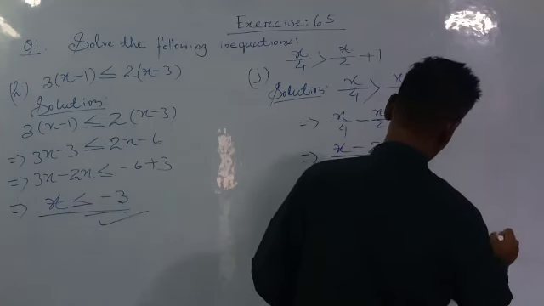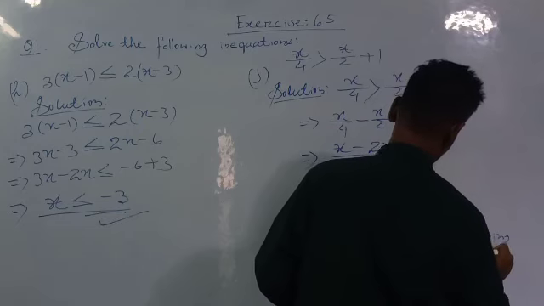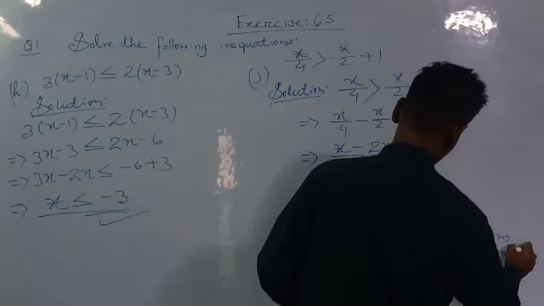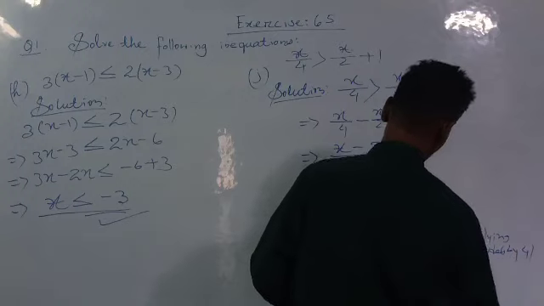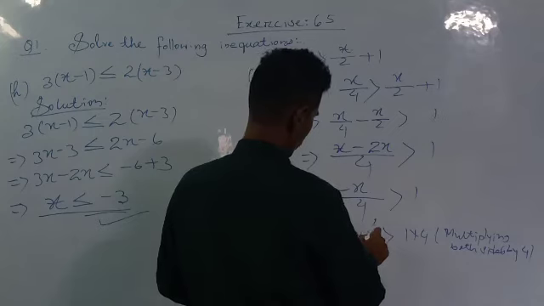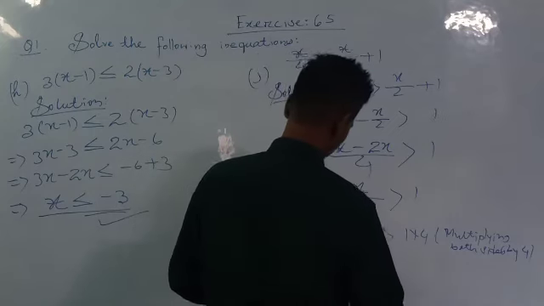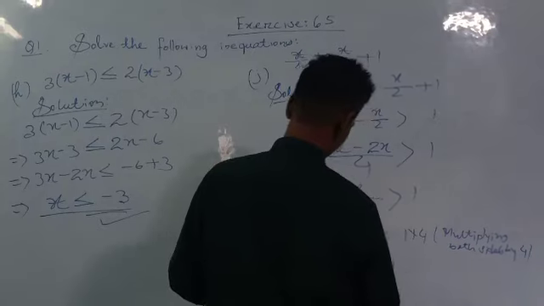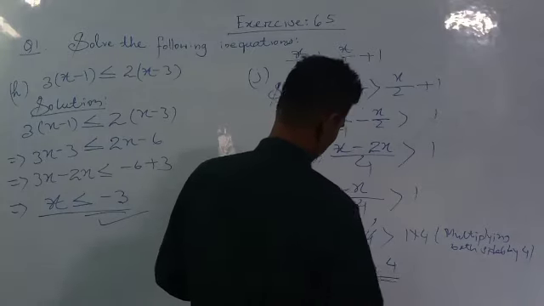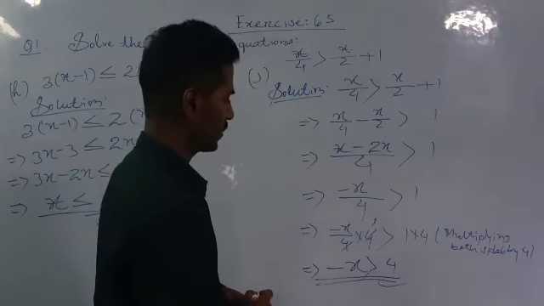Multiplying both sides by 4. Okay, so this 4 cancels, so 4 times 1 is 4, so minus x is larger than 4. This is the solution for question number J.